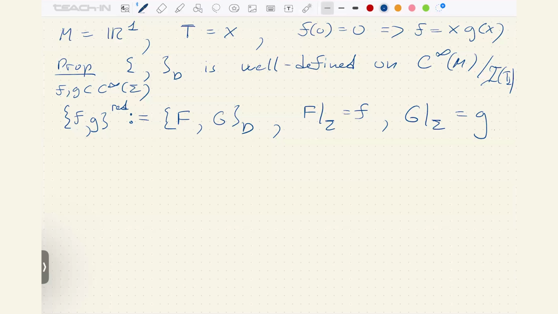So you see, what does it mean? How do we compute this reduced bracket of two functions on sigma? We uplift them in some way to capital F, capital G, such that they restrict on sigma to our small f and small g. And then we evaluate the Dirac bracket and then restrict it to sigma. So we again get a function on sigma, right? If we have a function on our phase space, we can always restrict it, just evaluate it only on points of our sigma. So it looks like a nice definition, but it has to be proved that it is well defined.